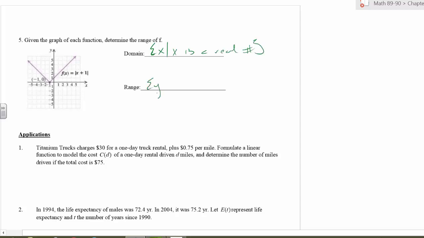But the range, which deals with y, has a bottom. It doesn't go below this point, this line right here, y equals 0. So our range is going to be y greater than or equal to 0.